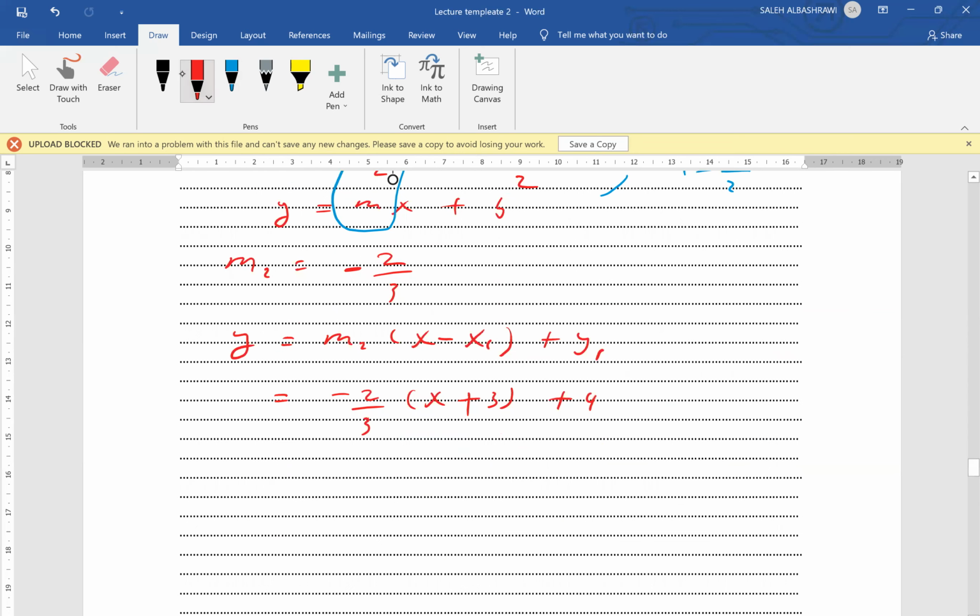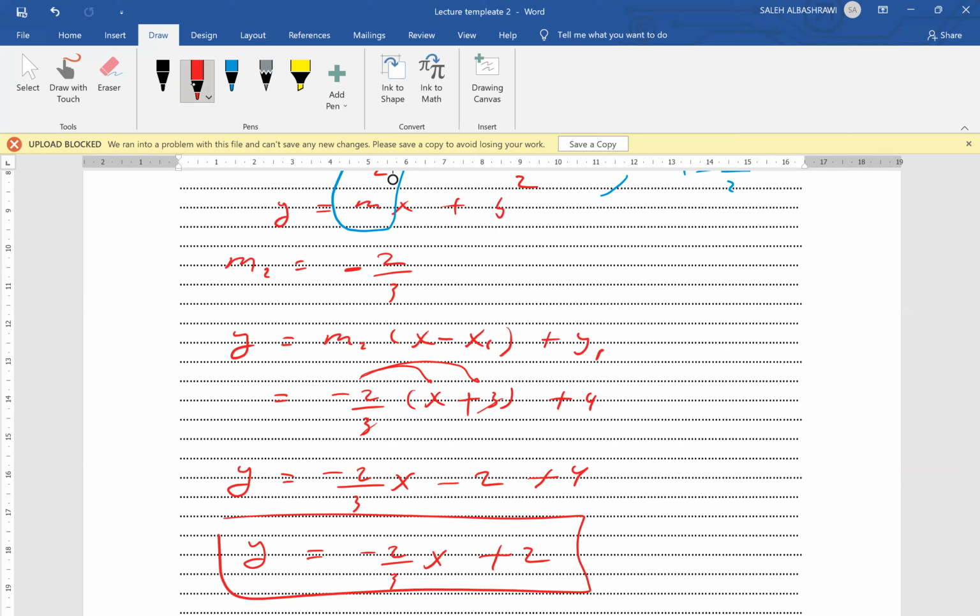Open the bracket and simplify. I will have y equals minus 2 times x is minus 2 over 3 x. Minus 2 times 3 is minus 6. I can cancel 3 with 3. I will have minus 2 plus 4. So it will be y equals minus 2/3 x plus 2. So this is the required equation. y equals minus 2 over 3 x plus 2. This will give me the equation of the line perpendicular to the given one.